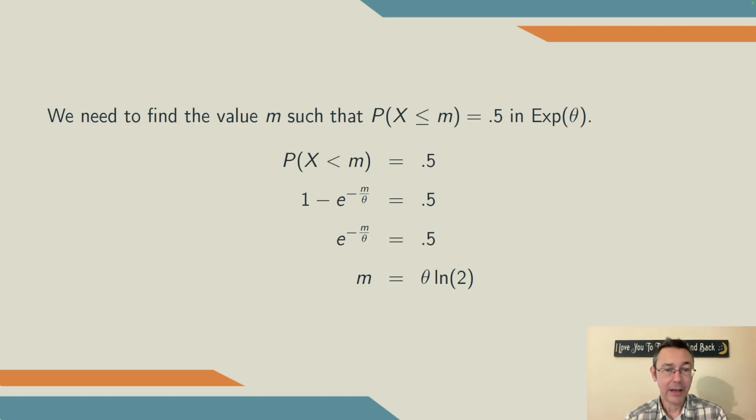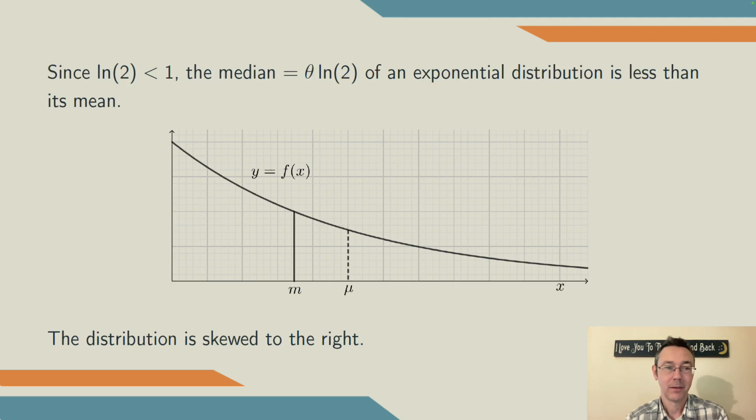We need to find the value m such that big F of m is equal to 0.5 in such an exponential distribution. So we're solving 1 minus e to the negative m over theta equals 0.5. We isolate the exponential, take a natural log, solve for m. Overall, we get a median of theta times the natural log of 2.